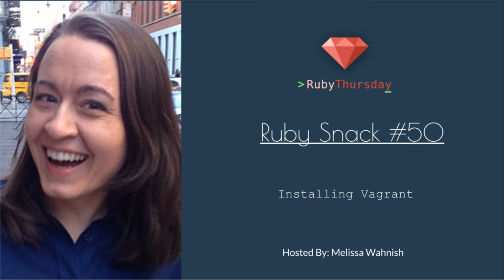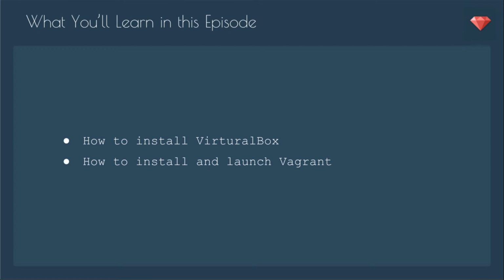This is Ruby's snack number 50, installing Vagrant. In this episode, you'll learn how to install VirtualBox and how to install and launch Vagrant.